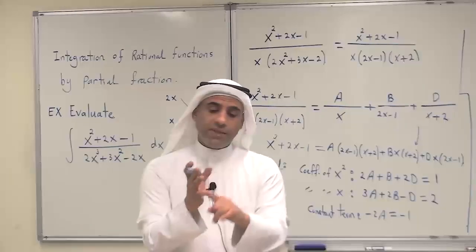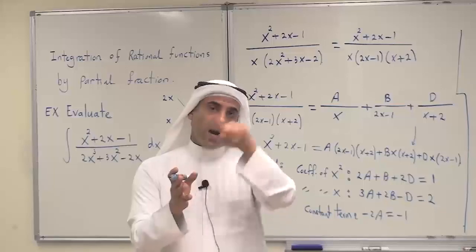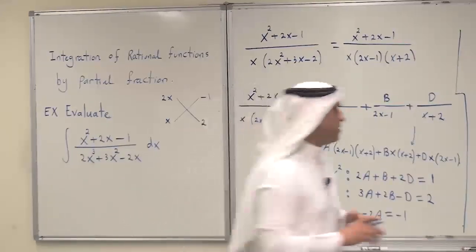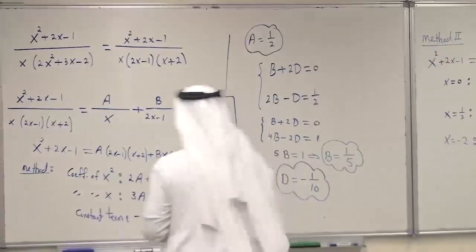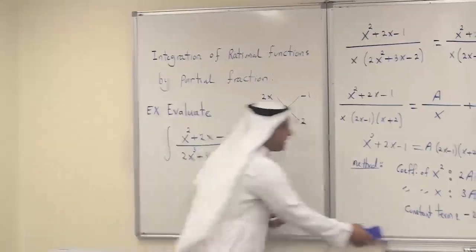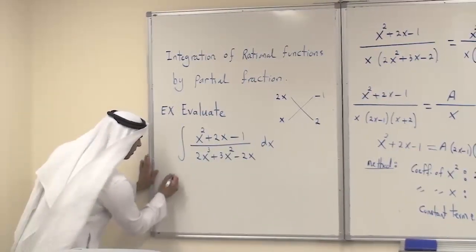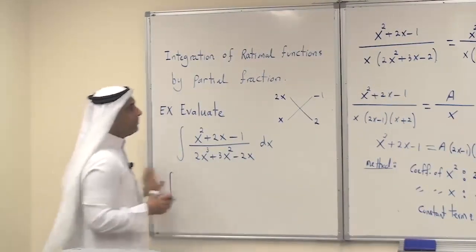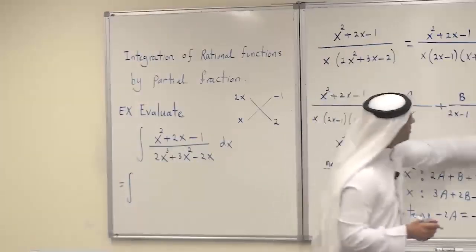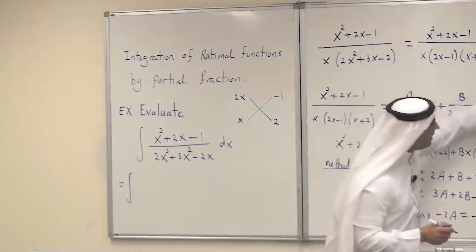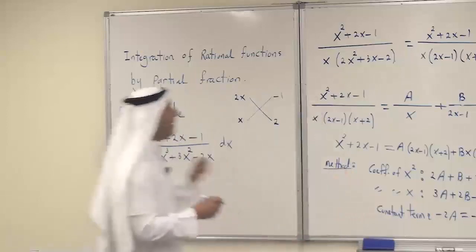Okay, after determining these constants, how to get the answer? Let us finish this exercise by integrating now the function. To integrate this function, it's exactly equal to the integral of, now I need to come to the partial fraction and replace A, B, and D. Substitute for these values. What do we get?